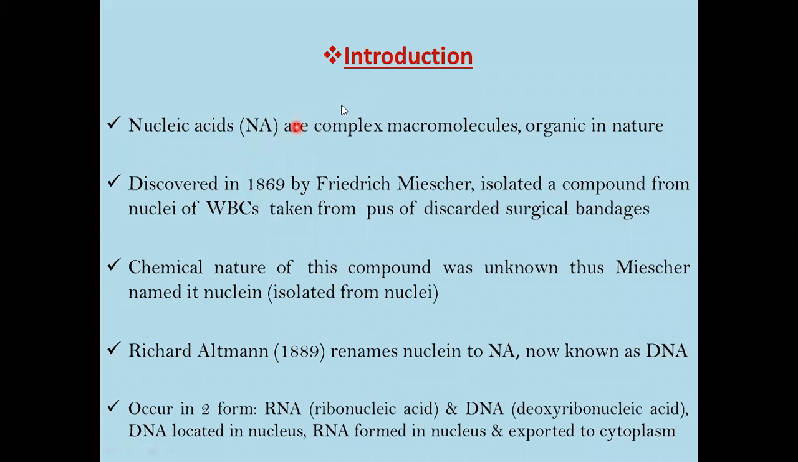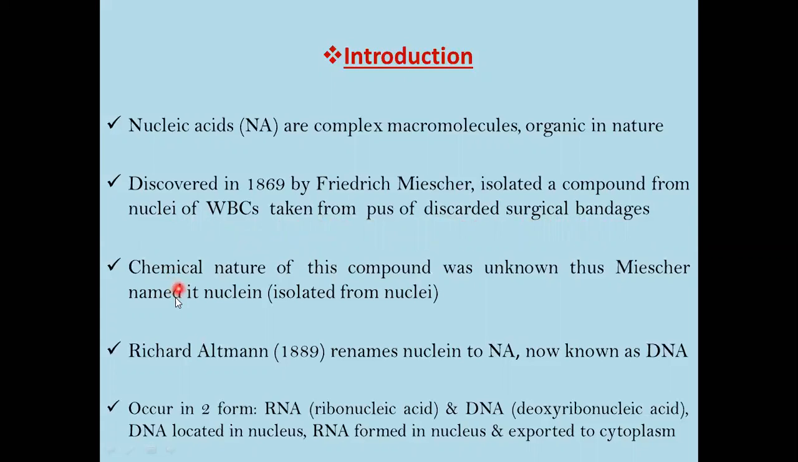So first of all, we will discuss the nucleic acid introduction. Nucleic acids are complex macromolecules and they are organic in nature. So this is a class of organic molecules which are large, complex, and also known as macromolecules, like carbohydrates, proteins, and lipids. Nucleic acid was discovered in 1869 by Friedrich Miescher, who isolated a compound from the nuclei of WBC, white blood cells, which was taken from the pus cells of discarded surgical bandages.